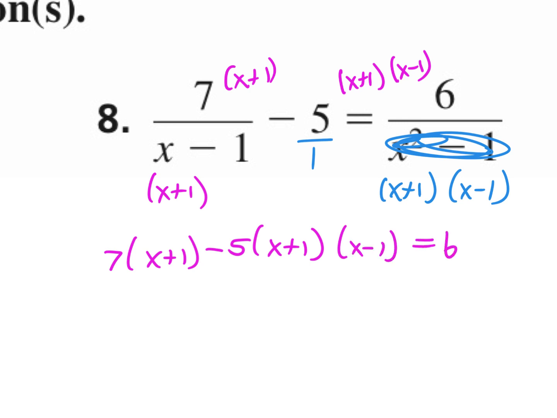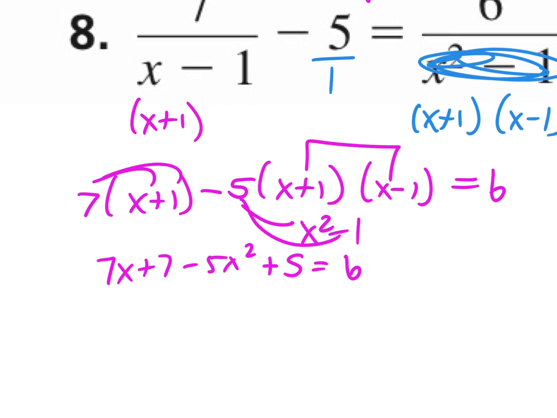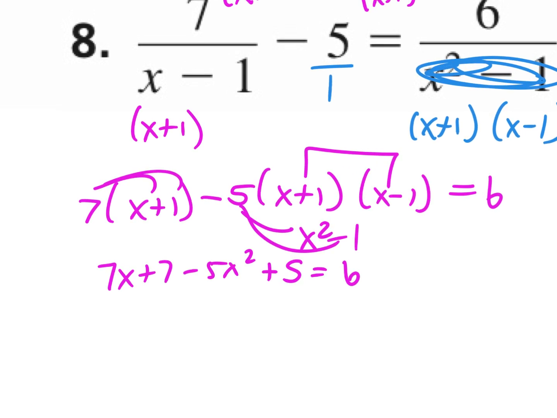That minus sign is a big deal because it could really affect your problem if you miss it, if you change it to a plus. So when I distribute, I have 7x plus 7. When I FOIL this together, do you guys agree this becomes x squared minus 1? You guys okay with that? So when I distribute, I have negative 5 times x squared is minus 5x squared. Negative 5 and a negative 1 becomes positive 5 equals 6. That negative in the middle there is super duper important.